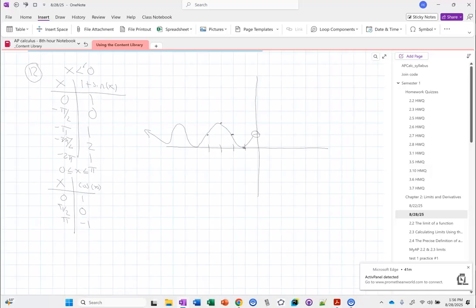What is that called? Unit circle. Okay. And here's the unfortunate part. The AP is going to assume that you have that memorized. We have to know everything in between that.